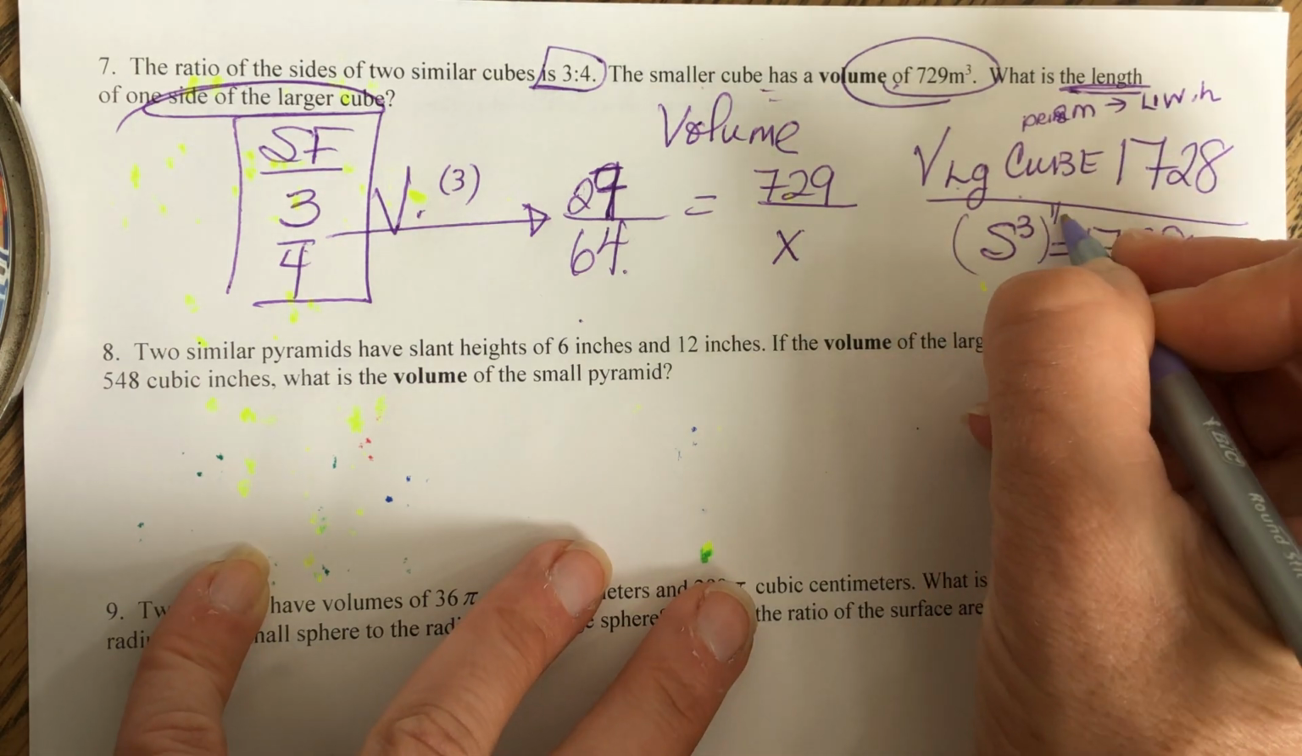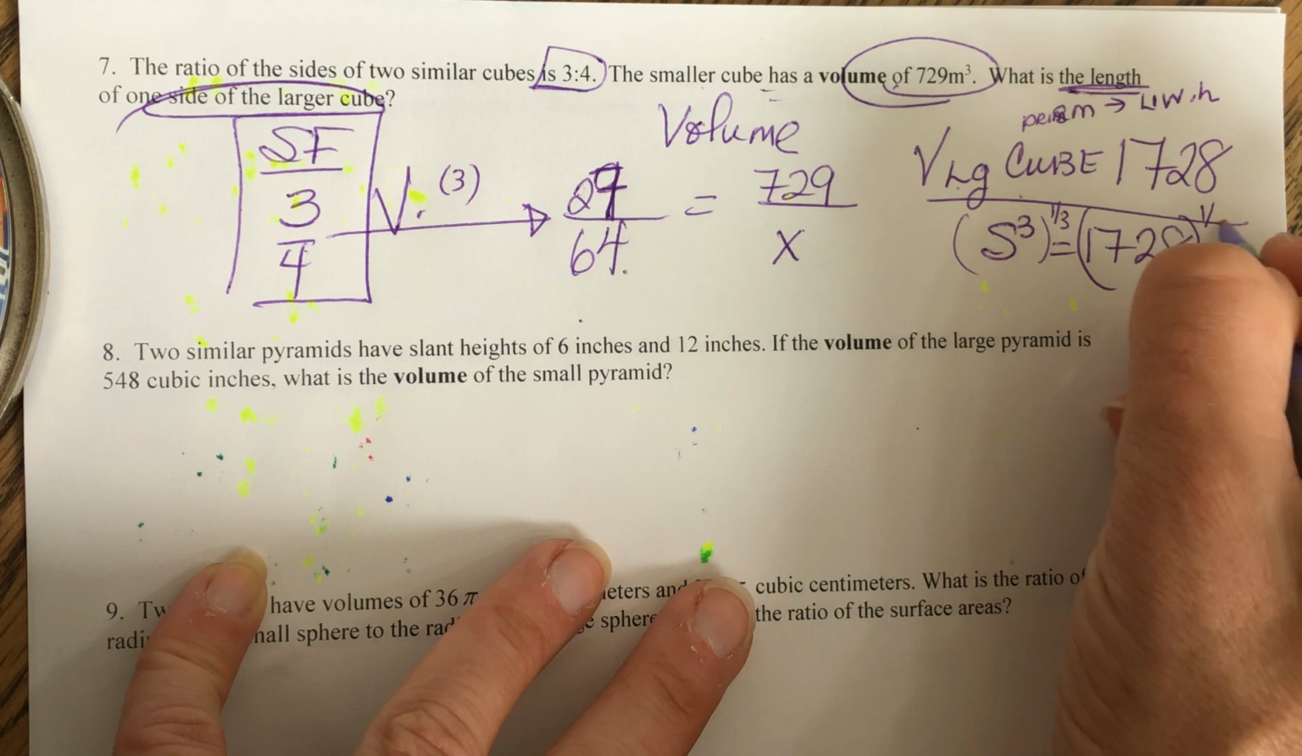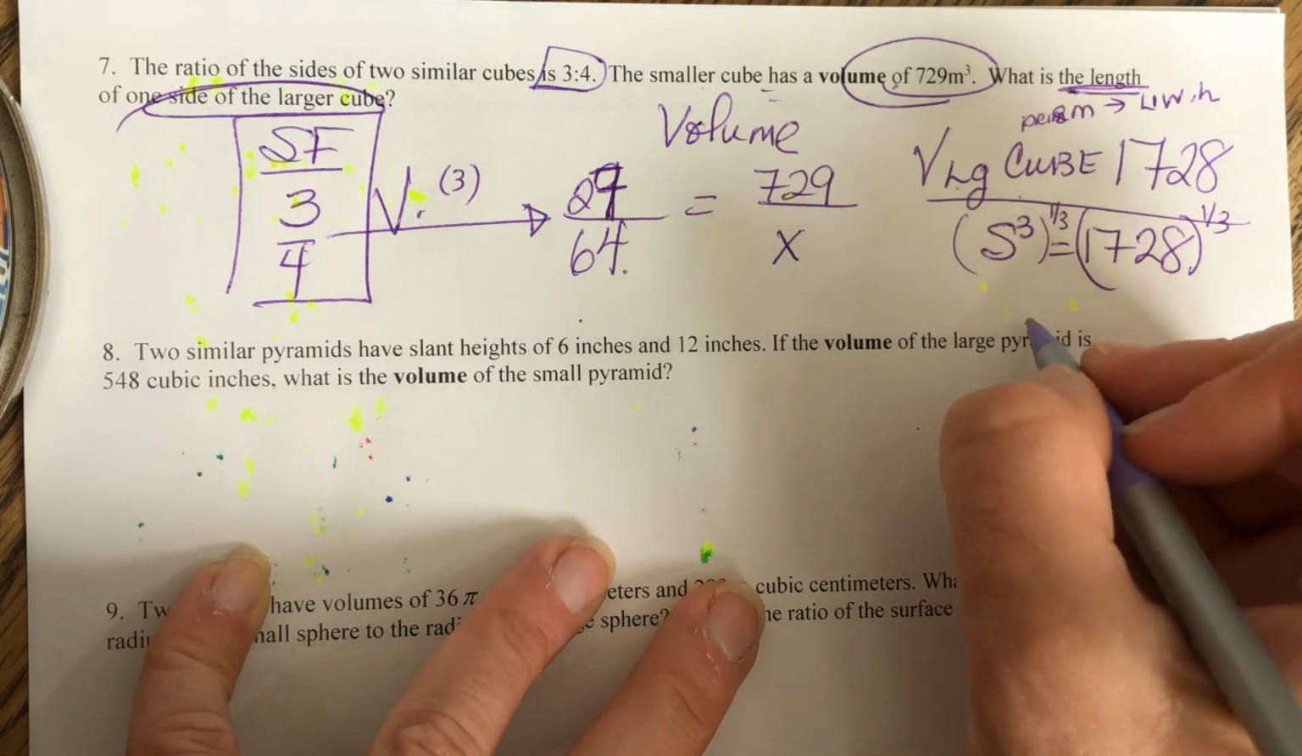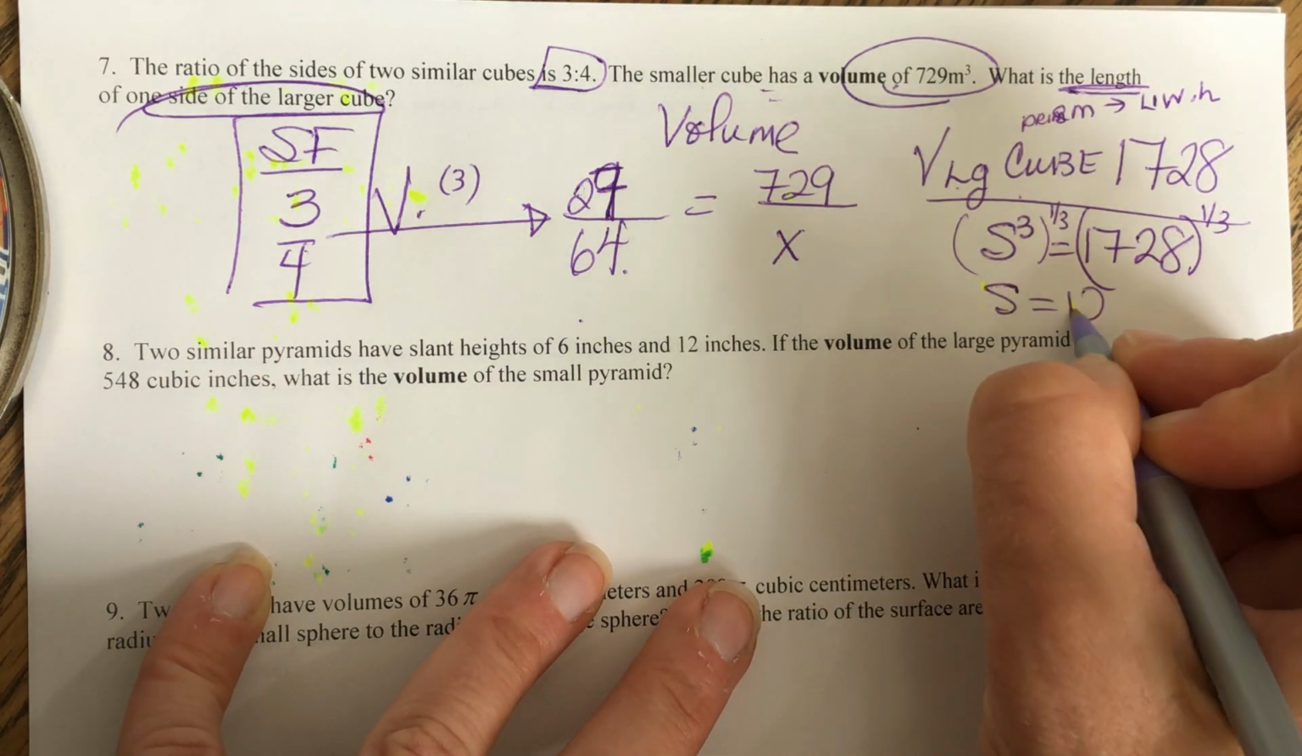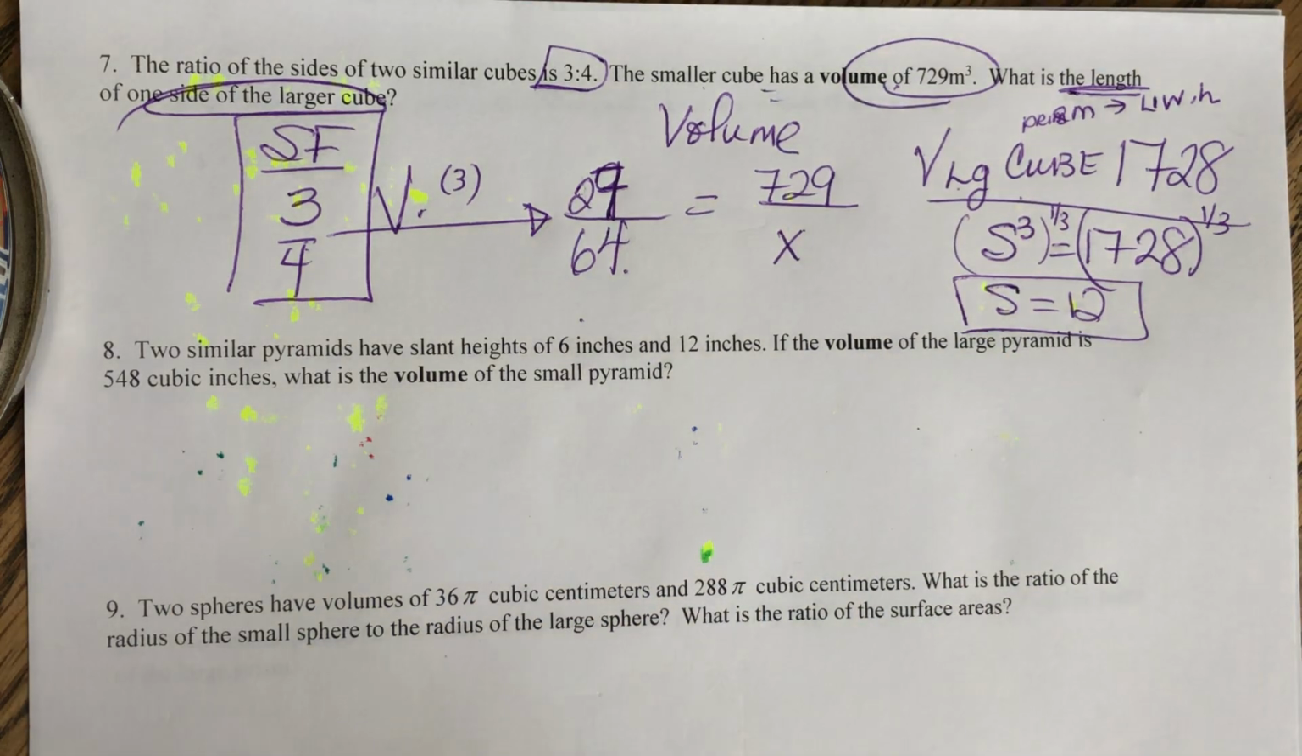Remember in your calculator, you raise it to the 1/3. Use like that caret key to the 1/3. And here's what you guys get for a side. Okay?